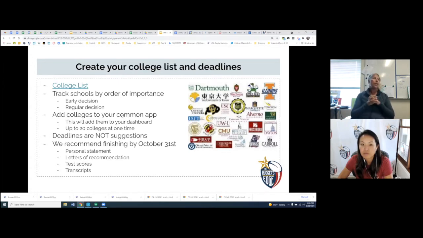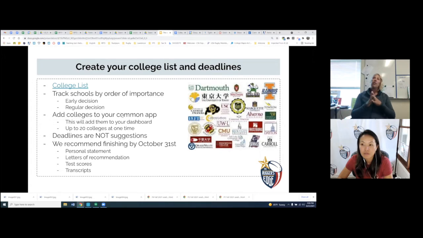And you can add up to 20 colleges at one time, and you can remove colleges. So just because you've added one doesn't mean you can't delete it later. So you can adjust your list and start looking at the requirements for each college individually by adding them to the Common App early and often.